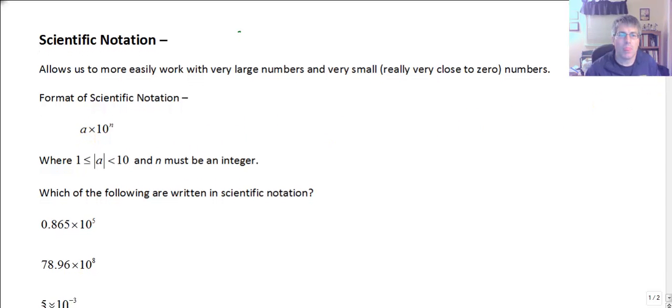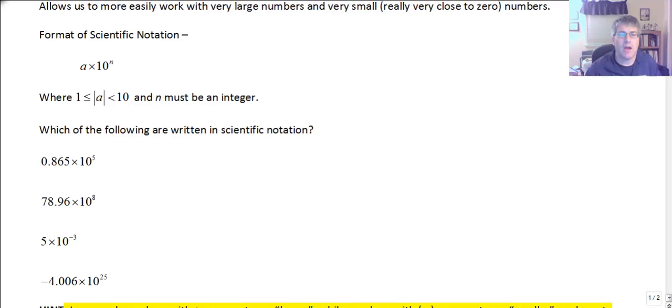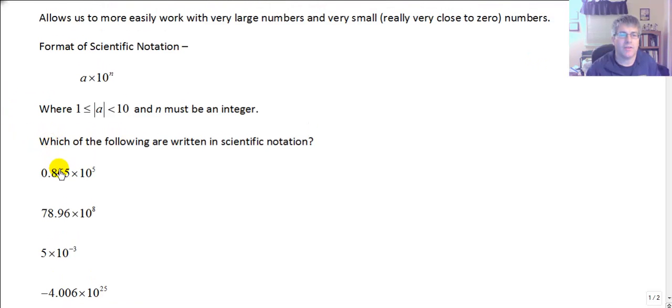So to begin, which of the following are written in scientific notation? 0.865 times 10 to the 5th. Well, it sure looks like scientific notation, but because the A value is less than 1, that number is really not in scientific notation. If we were to correctly write this in scientific notation, we would have the value 8.65 times, I believe, 10 to the 4th power.